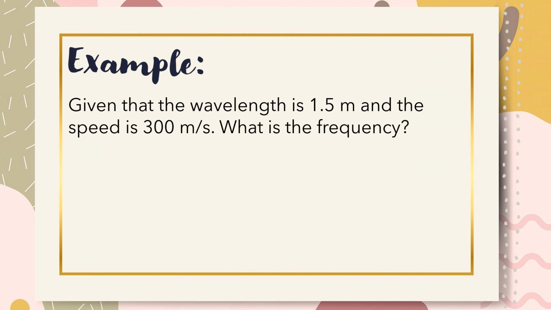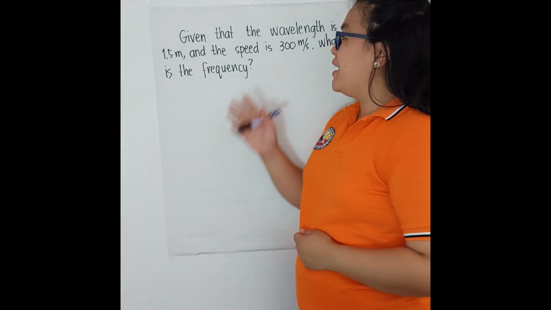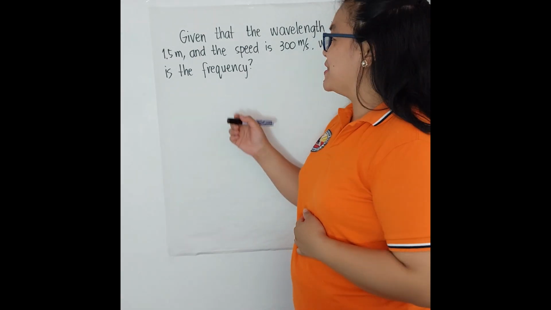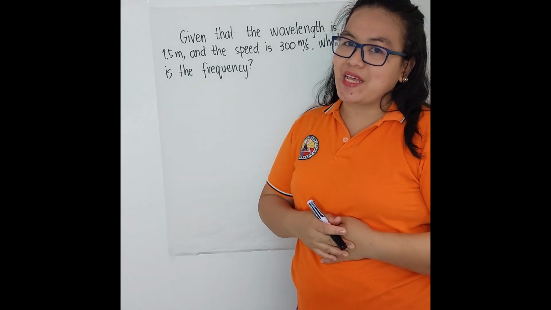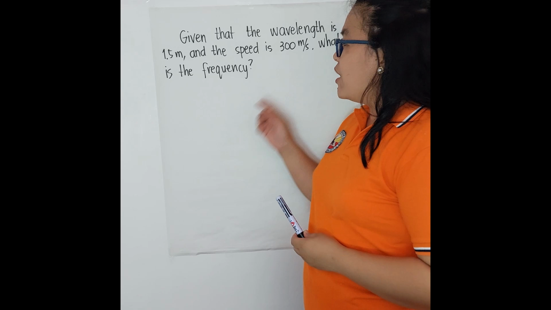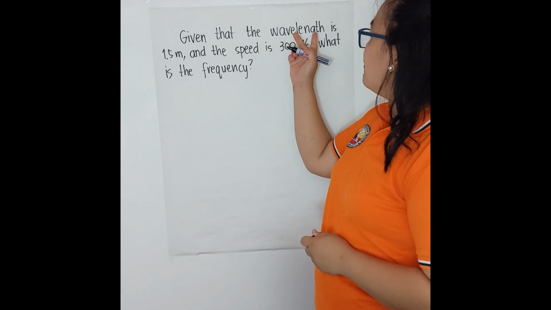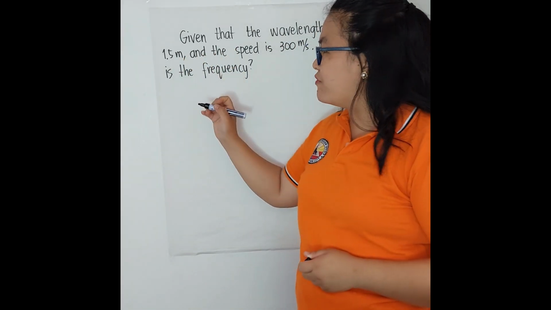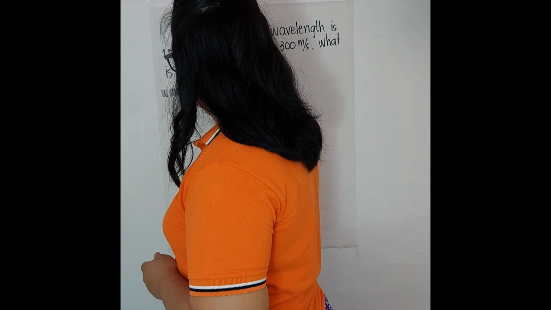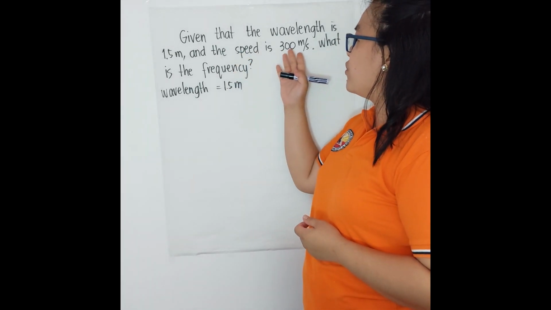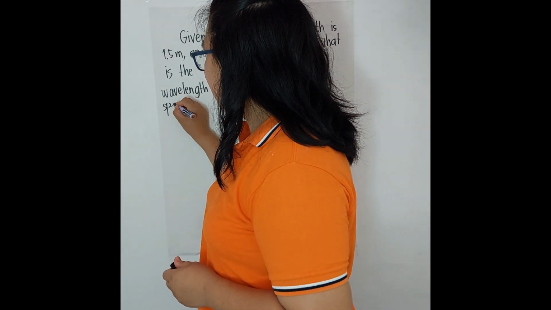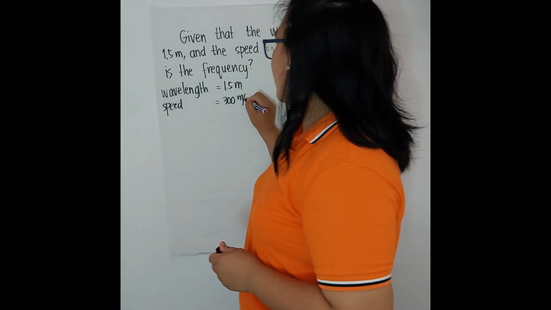Given that the wavelength is 1.5 meters and the speed is 300 meters per second, what is the frequency? So let us not forget, junior scientists, the 5-step rule. Step 1, write what is given. We know that the wavelength is equal to 1.5 meters. Another given in our example is that speed is equal to 300 meters per second. Let us write it down.